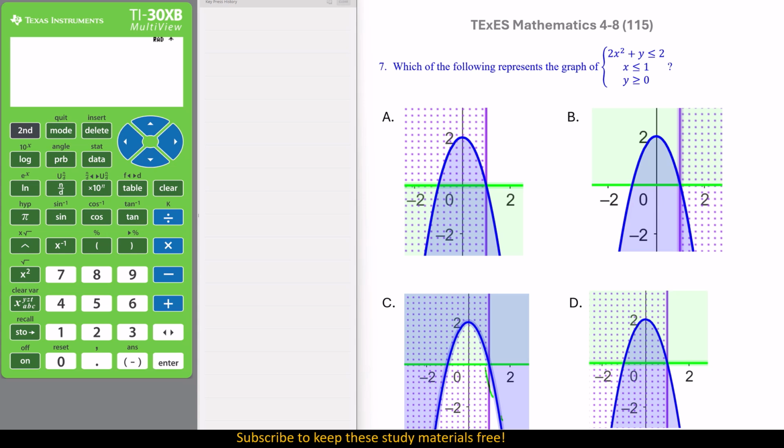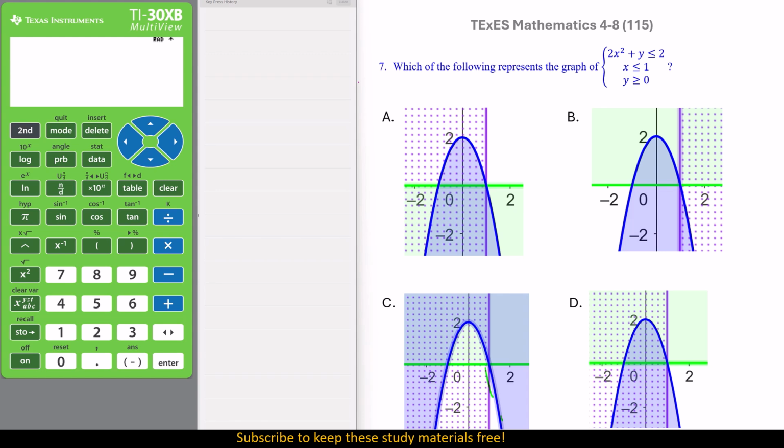Number 7. Which of the following represents the graph of 2x squared plus y less than or equal to 2, x less than or equal to 1, and y greater than or equal to 0? Let's look at our y first. Y is going to be greater than 0, which means that's everything above the x-axis. It's all the positive y's.